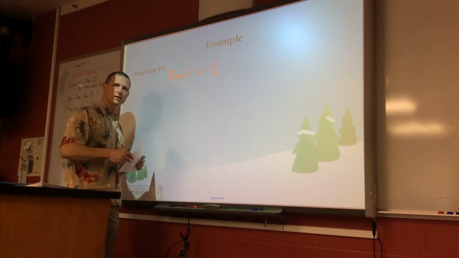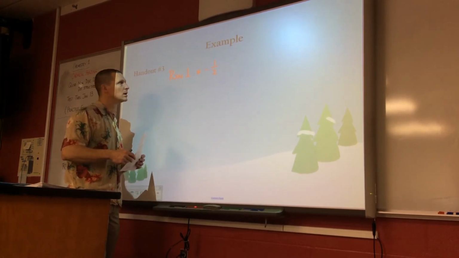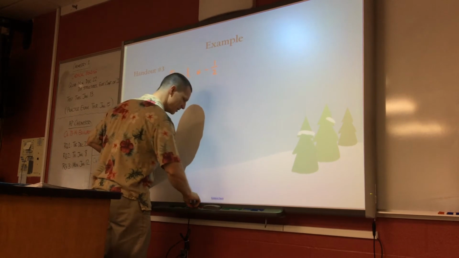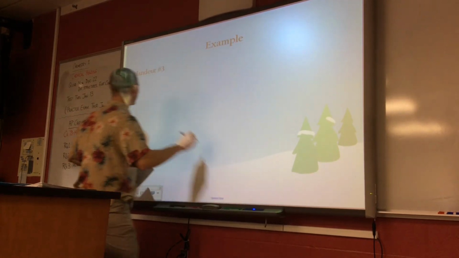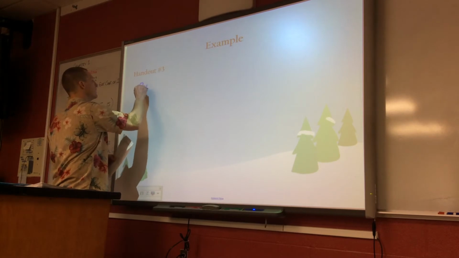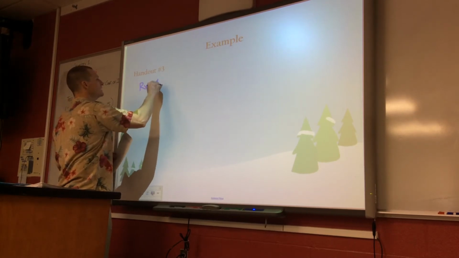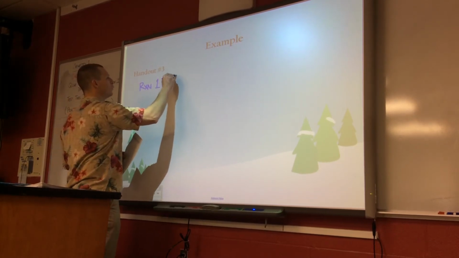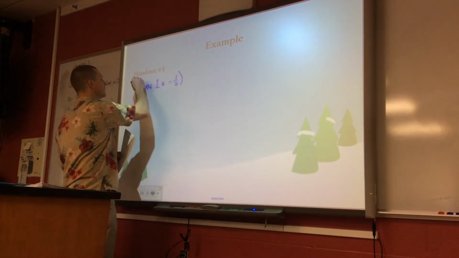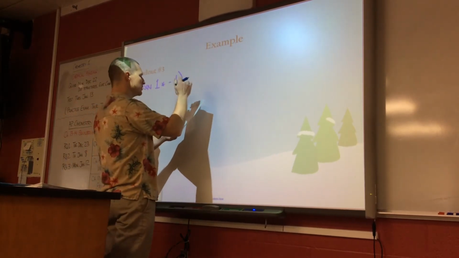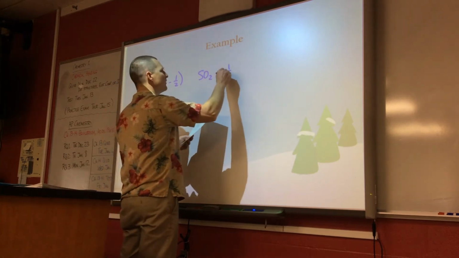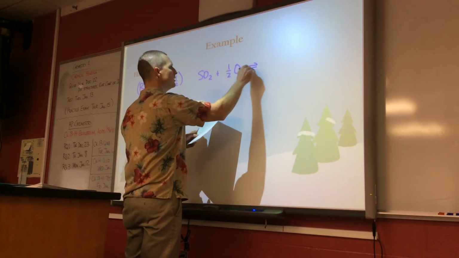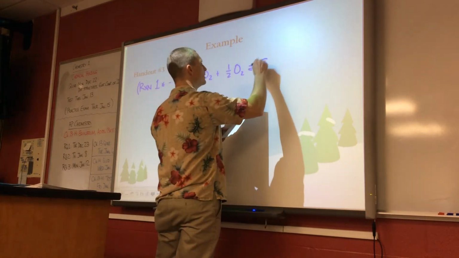Could you write with another marker? Red is not as visible. Sure. Reaction 1 times negative 1/2 looks like this, so I'm going to turn that around. It's going to be 1 SO2 plus 1/2 of an O2 yields 1 SO3.